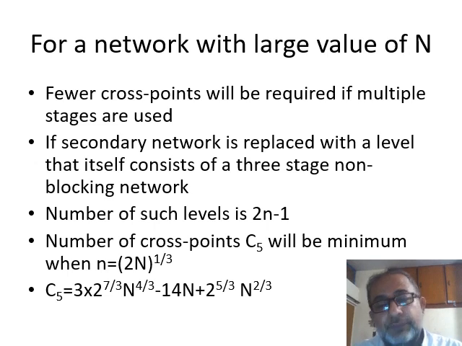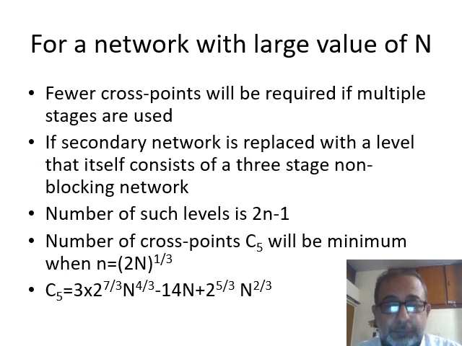For a network with a large value of N, for example, if the number of inlets or the number of outlets is very large, what should we do? Fewer cross points will be required if multiple stages are used. Instead of one stage or 3 stages, if we use 5 stages, that would be a better choice.